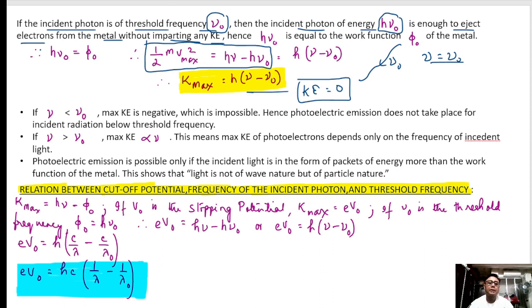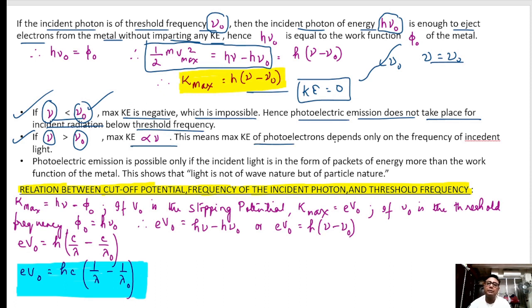Clear? If the incident frequency is less than the threshold frequency, kinetic energy is negative, which is impossible. Hence, photoelectric emission does not take place with incident radiation below threshold. Please note that if your incident radiation frequency is less than the threshold frequency, electrons will not be ejected out. If incident frequency is more than the threshold frequency, the kinetic energy will become positive and it will depend upon the incident frequency of the light.